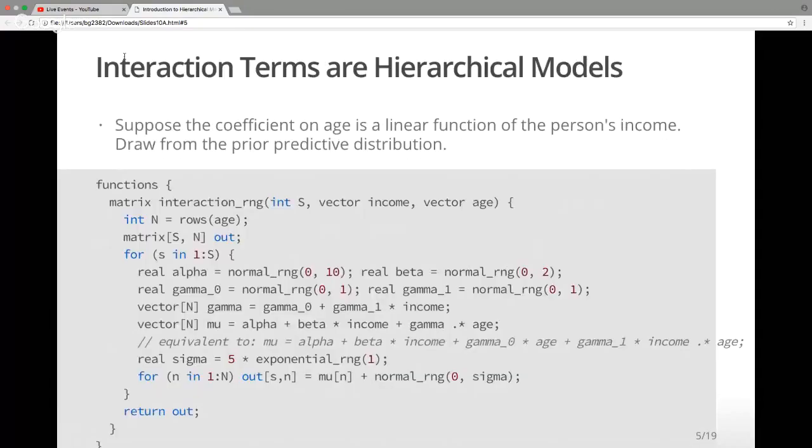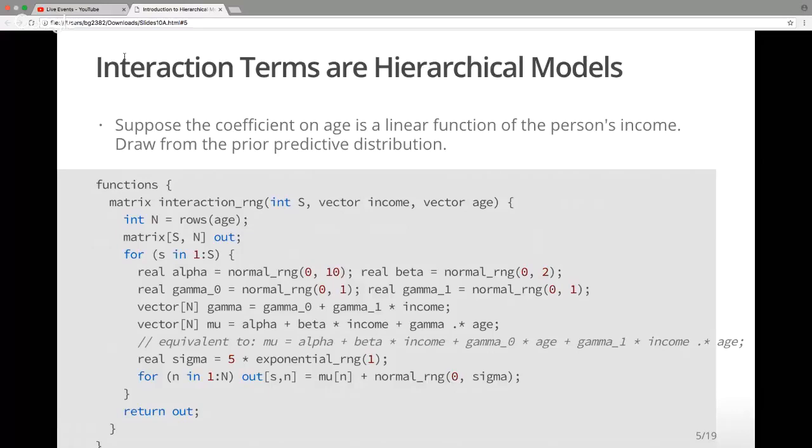that complicated. For example, interaction terms can be seen as hierarchical models. So suppose we wanted to draw from the prior predictive distribution for a model where the coefficient on the person's age is a linear function of the person's income, and we have some continuous outcome that we are interested in.